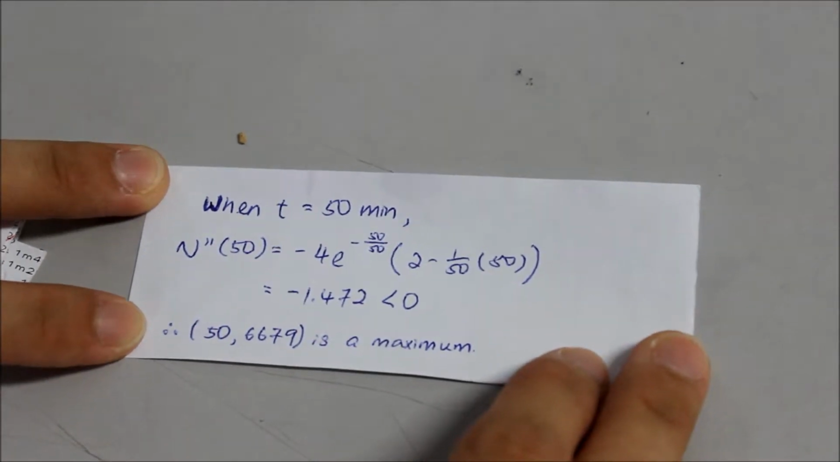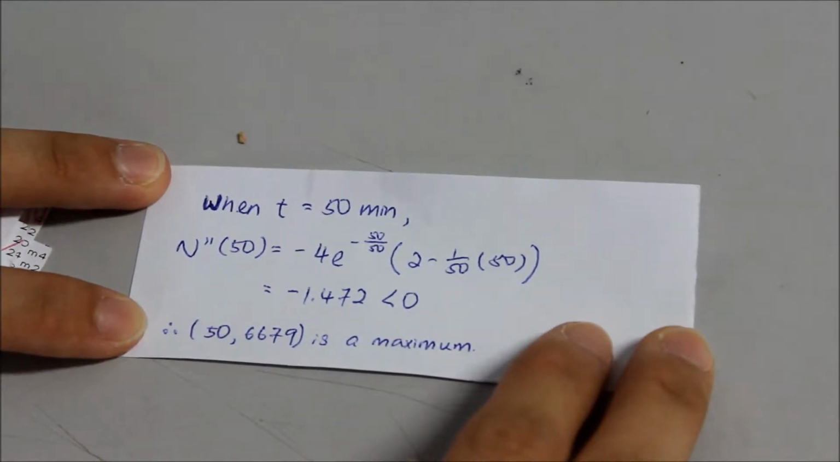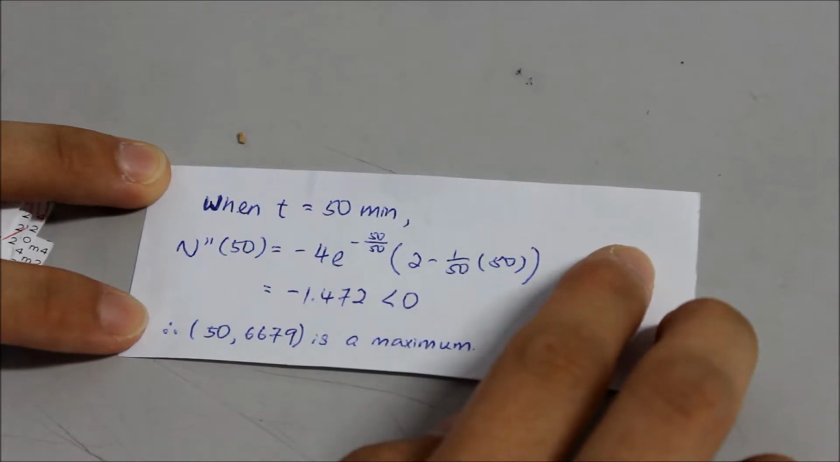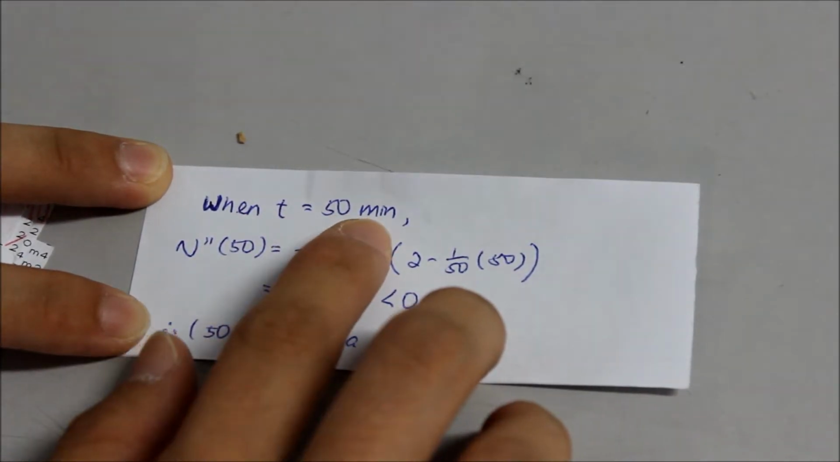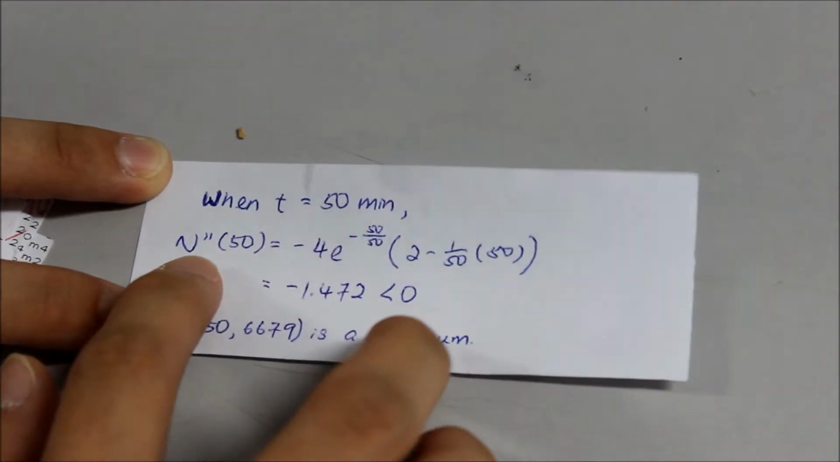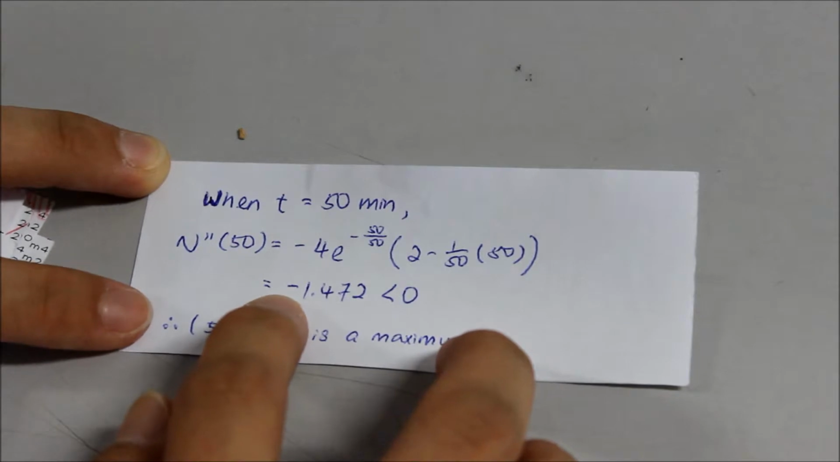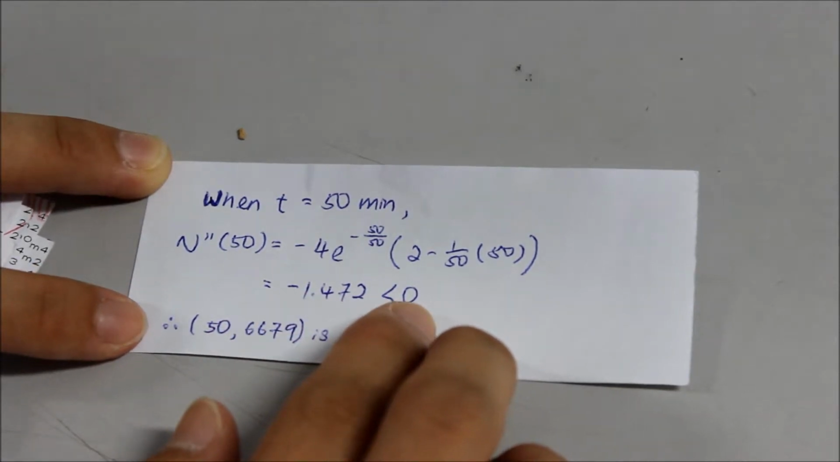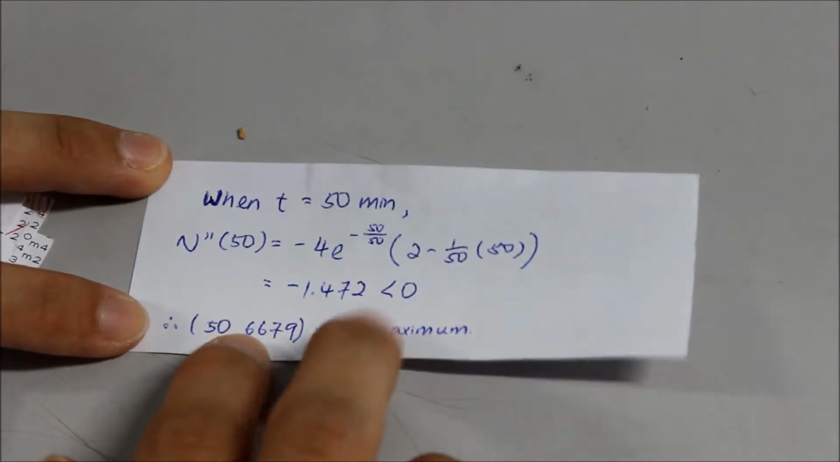Now we want to determine whether the critical point is a minimum or maximum using the second derivative. When T is 50 minutes, which is the critical point, we substitute into the second derivative and we solve this and we get a negative sign. So we can conclude that the critical point is a maximum, which is (50, 6679).